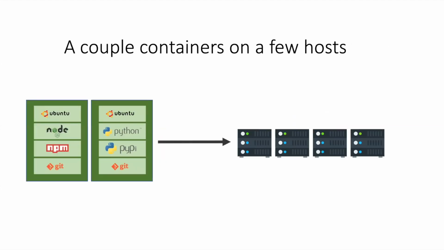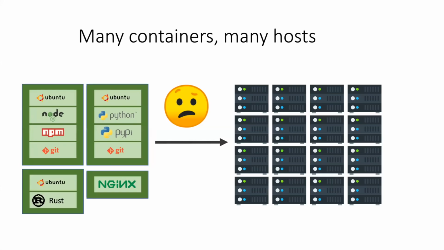But things get more complicated fairly quickly. Let's say you have multiple applications you want to build. You have one Node.js application, and you also have one Python application. And you have a few different hosts in the cloud or on the developer laptops. And then eventually, let's say you have a bunch of different applications. Now I have some Rust applications, I have an Nginx web server, and I have even more hosts. You quickly run into a situation where it's complicated.